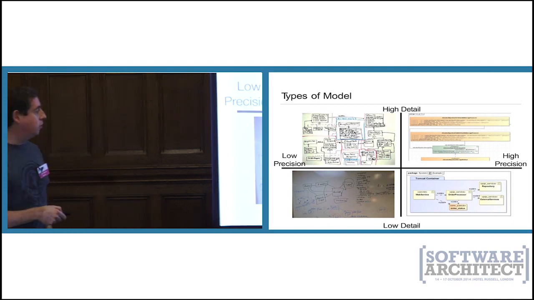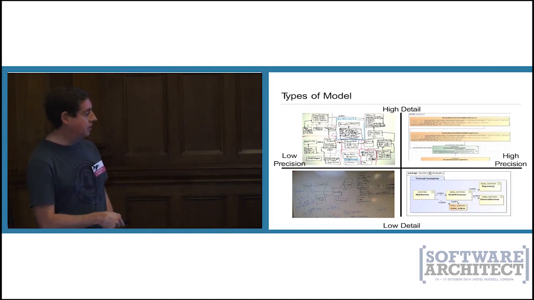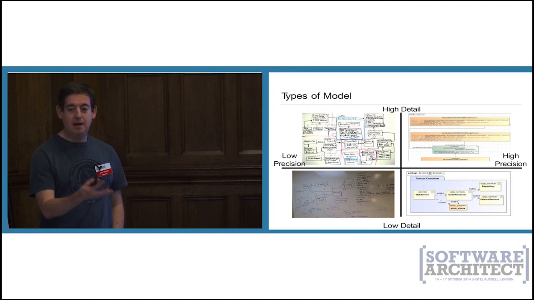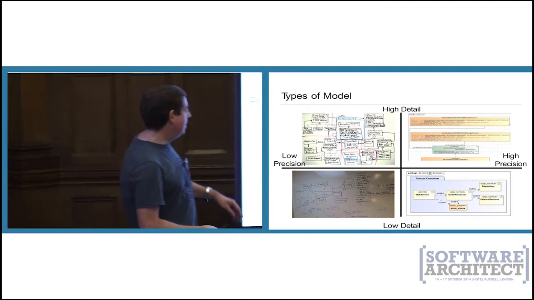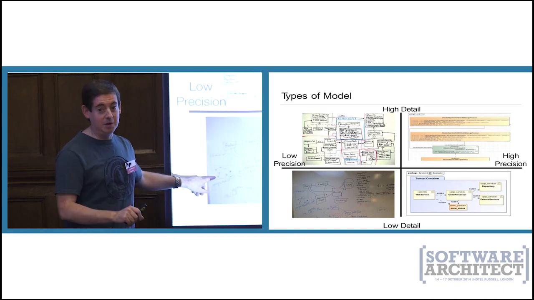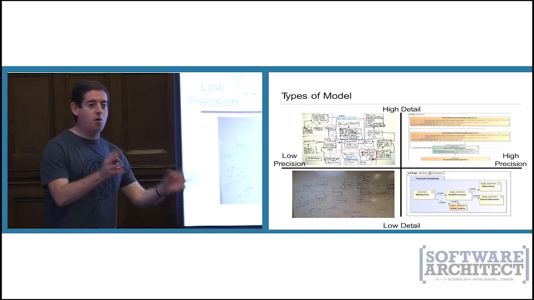At the other end, you've got low-detail, low-precision models. This is where you go to the whiteboard, being an architect, and you're never happier than with a whiteboard marker in your hands. And you make a point, probably about how clever you are, by creating a quick sketch.